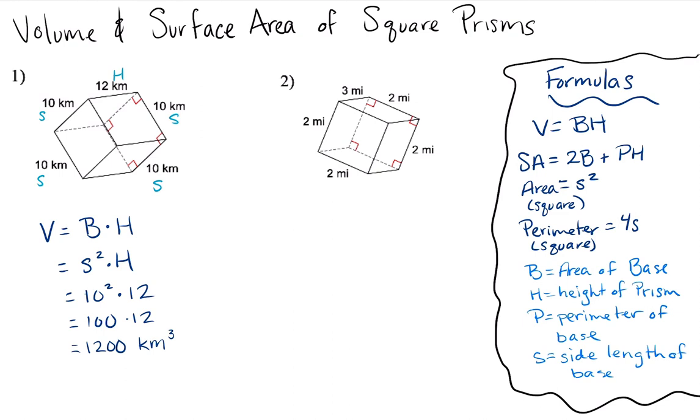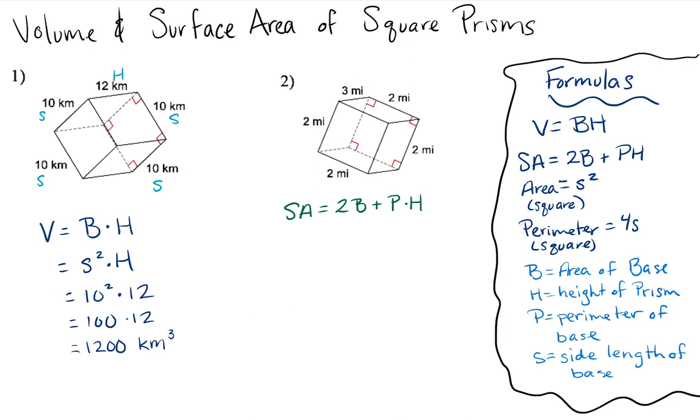Okay, so for example 2, that's where we're going to calculate the surface area. The surface area is going to be 2 times the area of the base plus the perimeter of the base times the height of the prism.